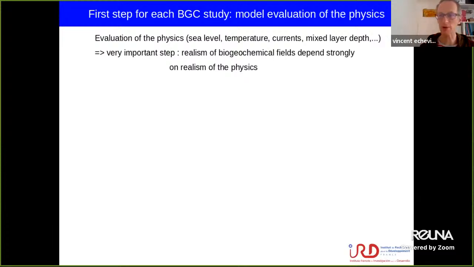Okay, so before we go into these examples, what I want to stress is that when you're going to do a biogeochemical study, it's very, very important to look at the physics first, because the physics, as I stressed yesterday, is very important for the solution. So you need to evaluate the physics using whatever kind of data you have. It can be sea level from satellite or from some coastal stations, temperature, currents, mixed layer depths. It's very important, and the realism of the biogeochemical fields will really depend on the realism of the physics.